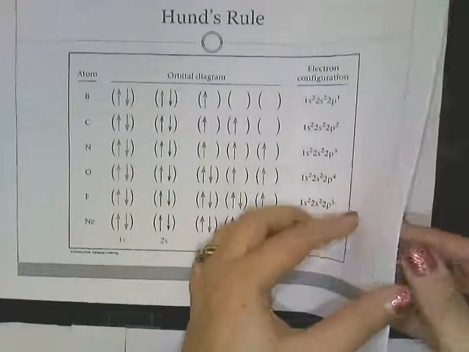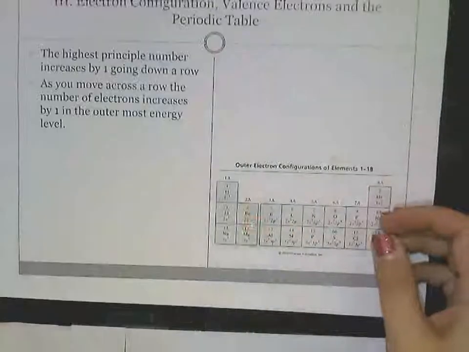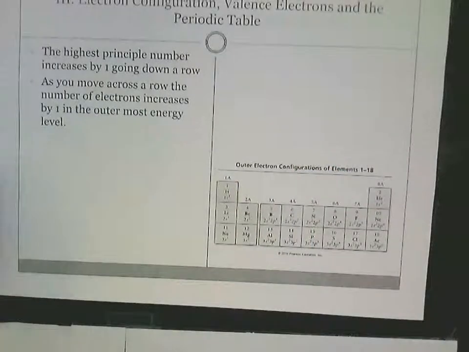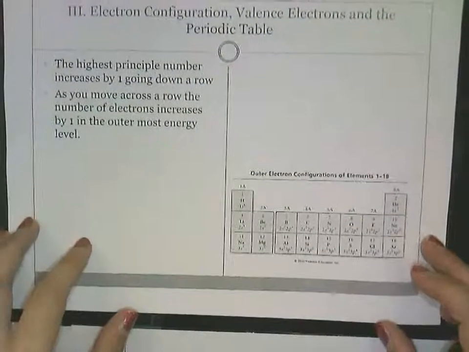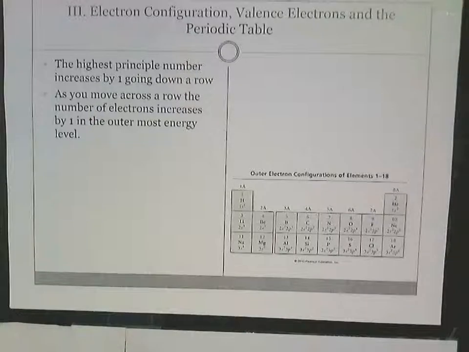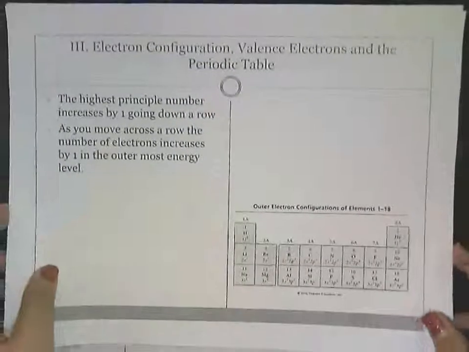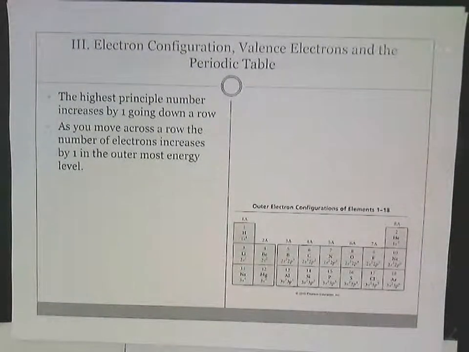All right. So how do you know where you are in the periodic table with respect to the number of electrons? All right, so electron configuration, valence electrons, periodic table, how are they all related? As we've seen in our last 2 or 3 examples, what do we have?